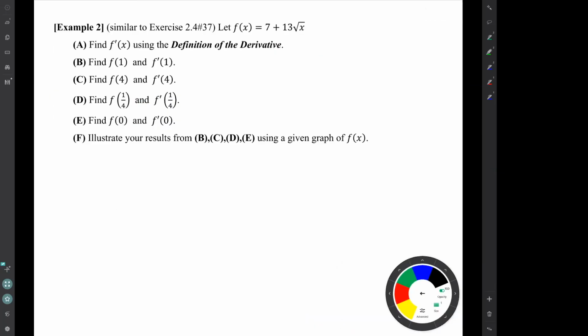Example 2 is the exact same kind of problem, except this time the function is f of x equals 7 plus 13 square root of x. The previous problem, the function was 7 plus 13 over x. So this is what I call a square root type function. All right, well, our problem will unfold the same way. Let's find f prime using the definition of the derivative. We'll use the four-step process with my additional explanations.